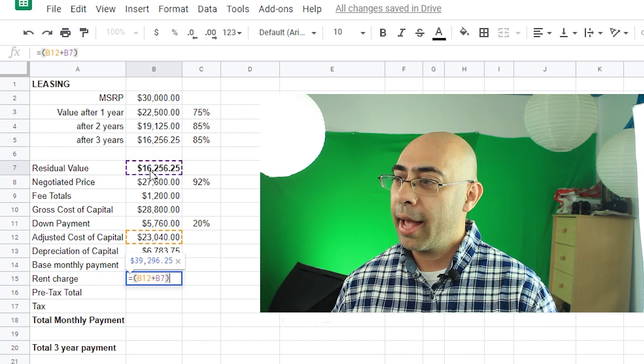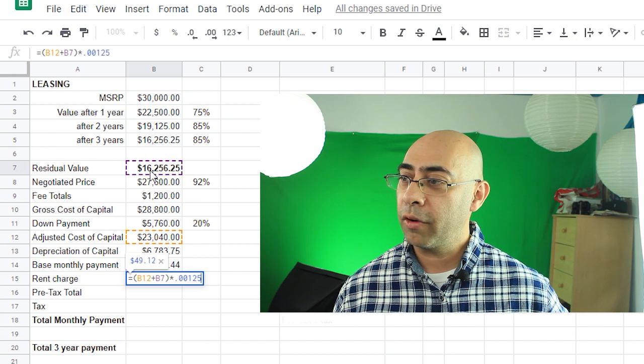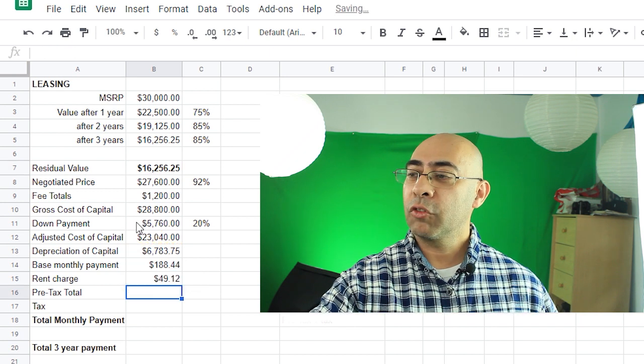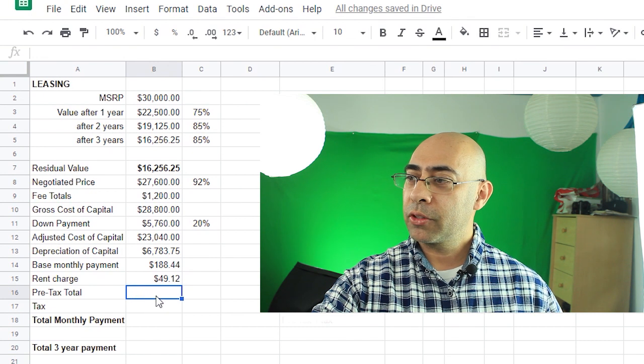Close the parenthesis and multiply all that by 0.00125 for a rent charge of about $49.12. So you're adding an extra $50 to it.